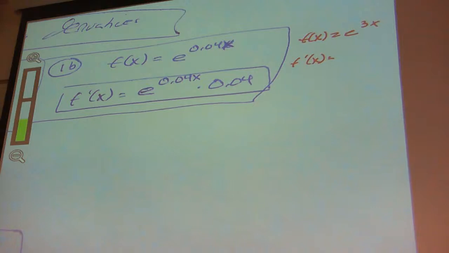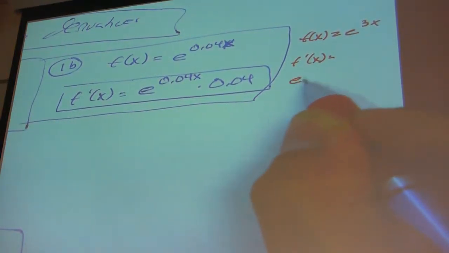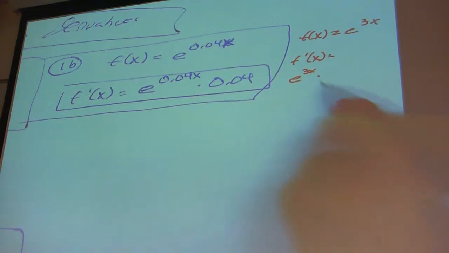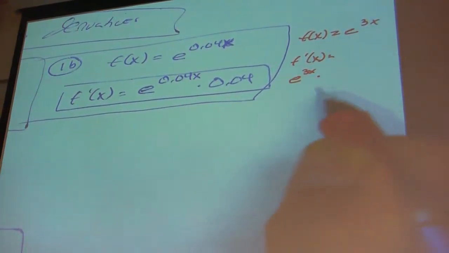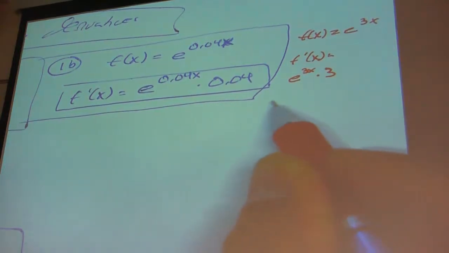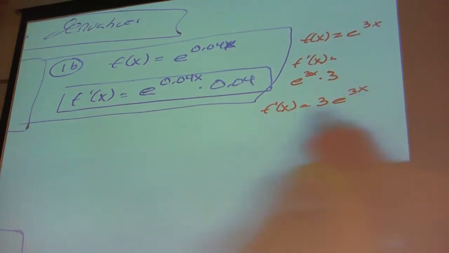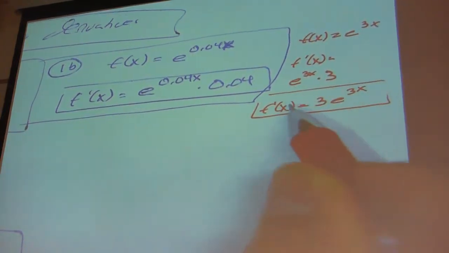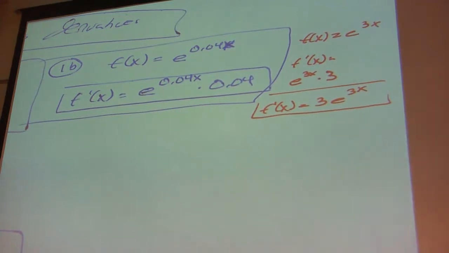I want to focus on that one because step one, you would rewrite it times the derivative of the exponent. What's the derivative of 3x? 3. So your final answer would be 3e to the 3x. Not that it's complicated, but it's a little bit more than what they taught, which is e to the x is e to the x.